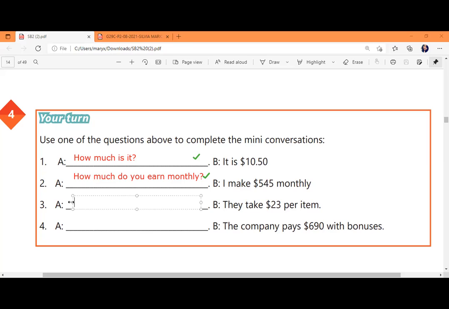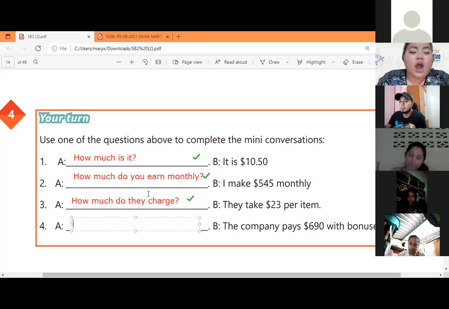Now, let's continue with number three. Who has number three? ¿Quién tiene el número tres? How much do they charge? Good. They take $23 per item. That's too much. Okay, very good. And the last one. Miriam, what do you have? Miriam Luna? Esa no la hice. Voy despacio. Okay. How much do they pay?